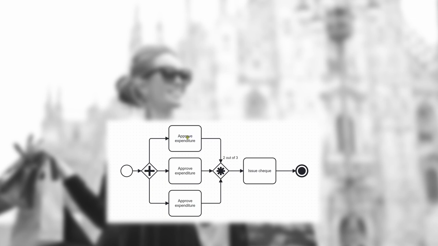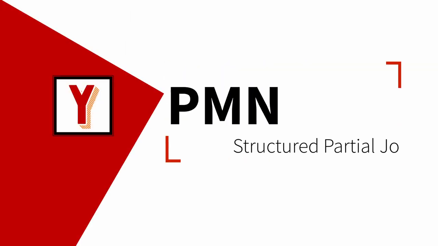Once two of the preceding three expenditure approval tasks have completed, trigger the issue check task. Wait until the remaining task has completed before allowing the issue check task to fire again.